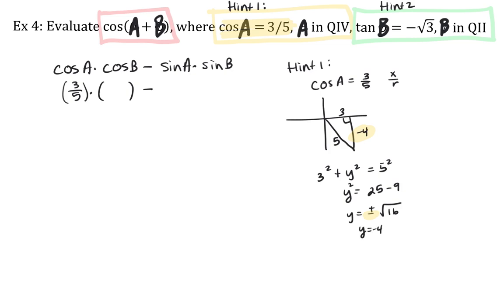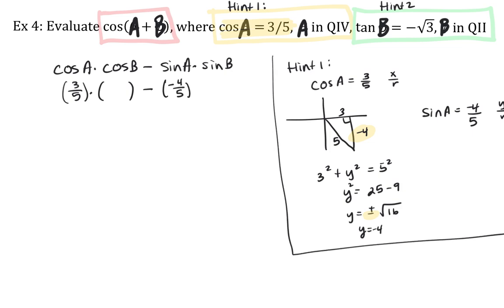Now that is great, but what we actually need is the sine of angle A. All right, well, sine is y over r, and y we just found is negative 4. R for angle A is 5. Okay, so now that gives us some information to know that sine of A is -4/5.